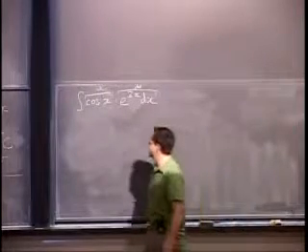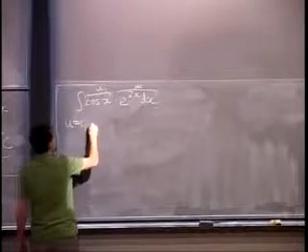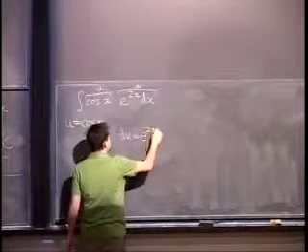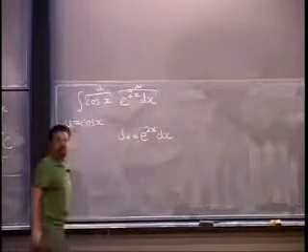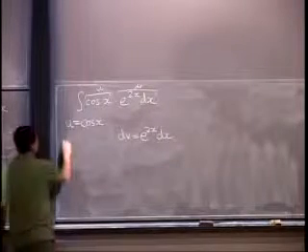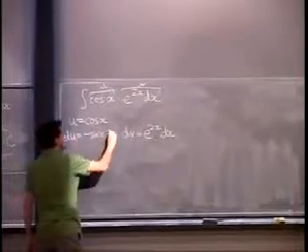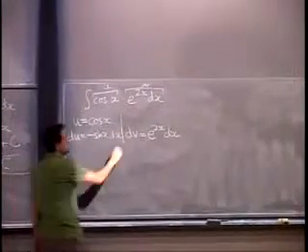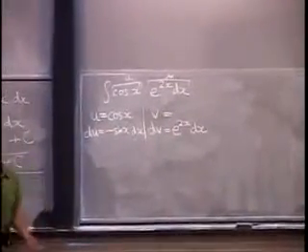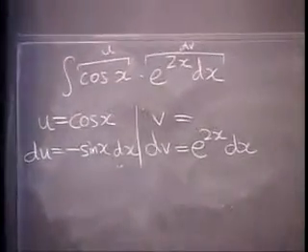So what do we got? u is cosine x. dv is e to the 2x dx. So du is going to be negative sine x dx. And v, what's the integral of e to the 2x? We can do that in our heads. We don't need a substitution. It's 1/2 e to the 2x.